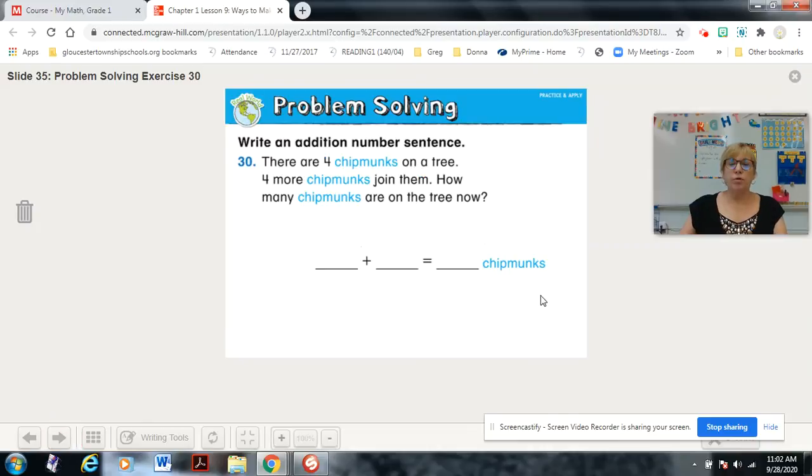All right, on number 30, okay? 4 chipmunks on a tree, 4 more join them. Pause and figure out and answer how many chipmunks are on the tree now.